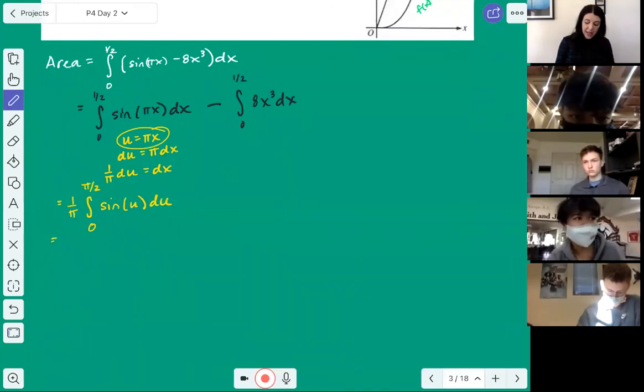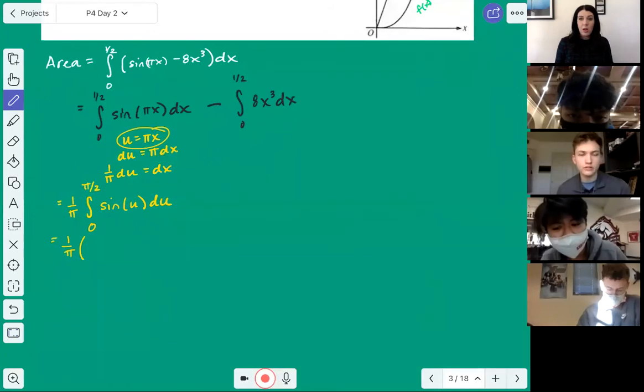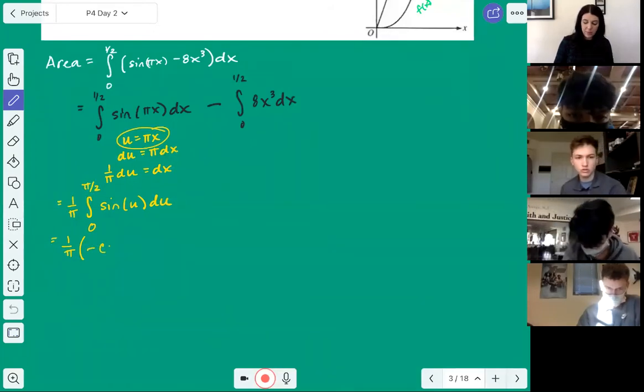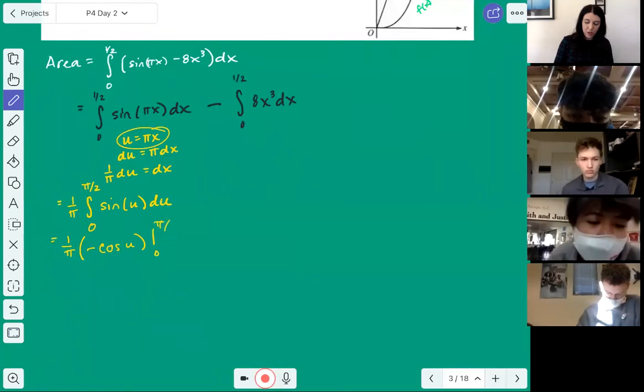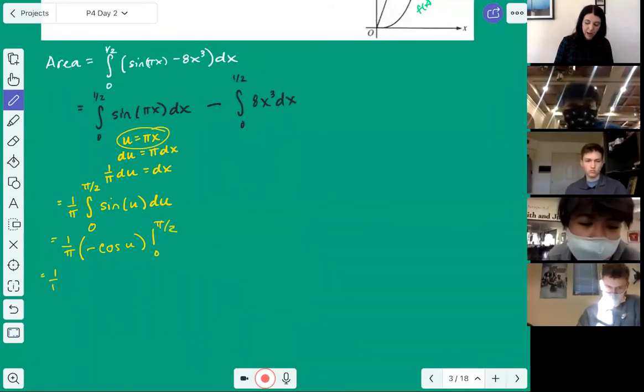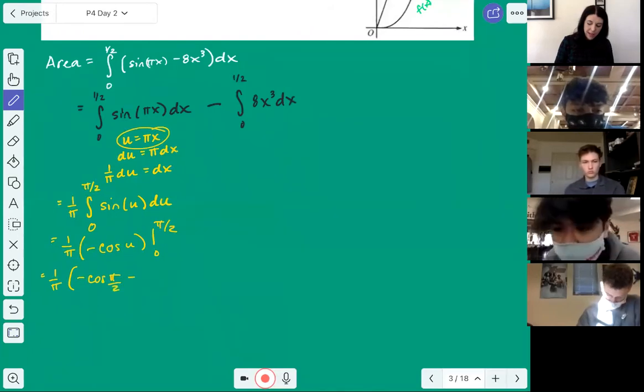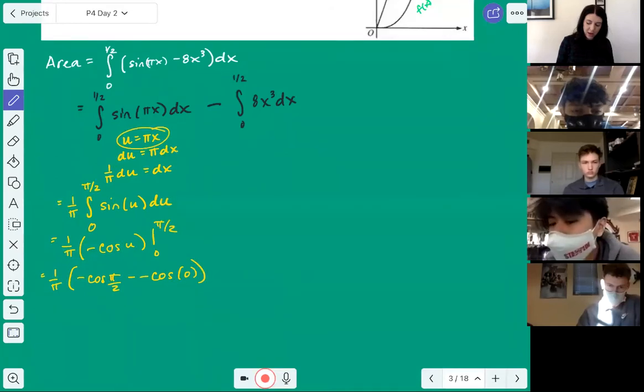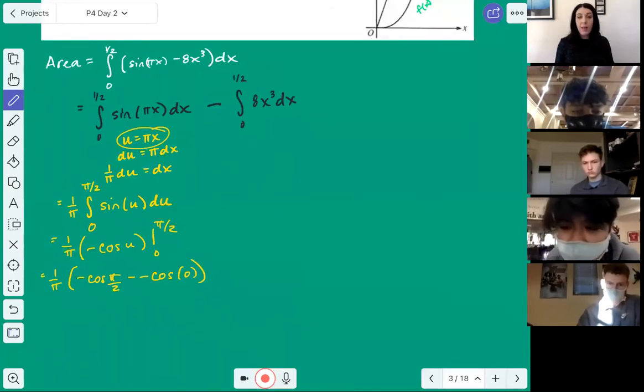Okay, so now I take the integral of sine of u. What's the integral of sine of u, Riley? Negative cosine. Excellent. So we get negative cosine of u, and we're going to go from 0 to pi over 2. So we're going to get 1 over pi. We're going to get negative cosine of pi over 2 minus a negative cosine of 0. Totally okay if you write plus there. Okay. And now we're going to evaluate.